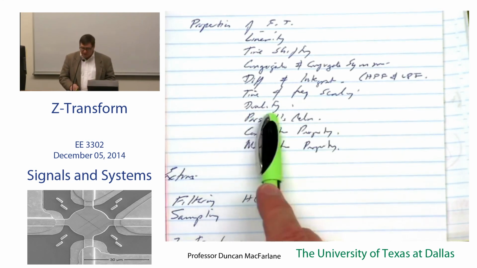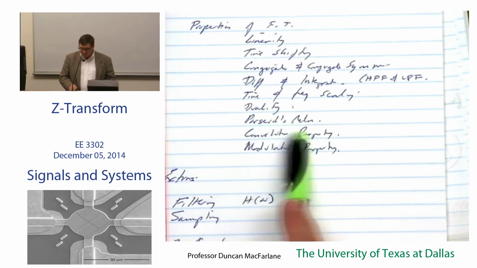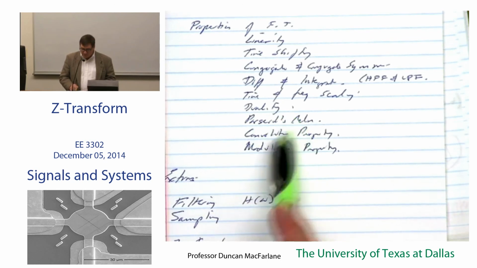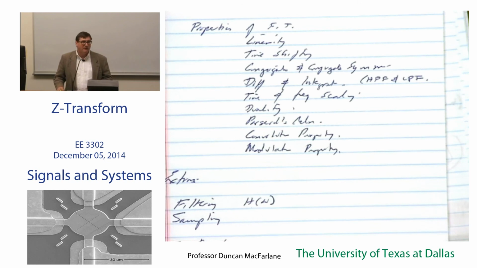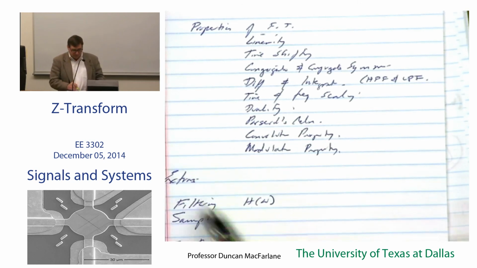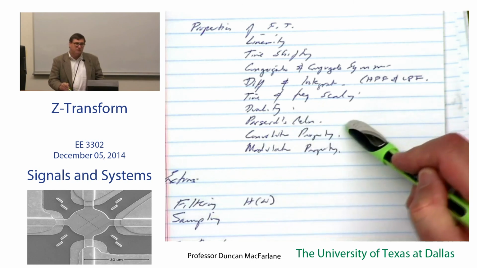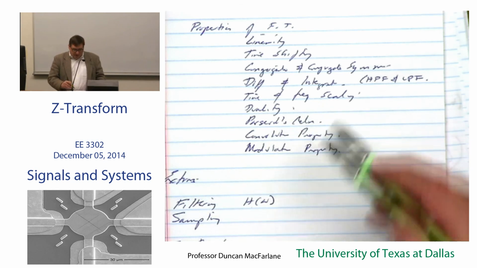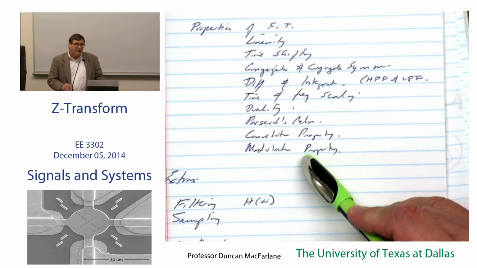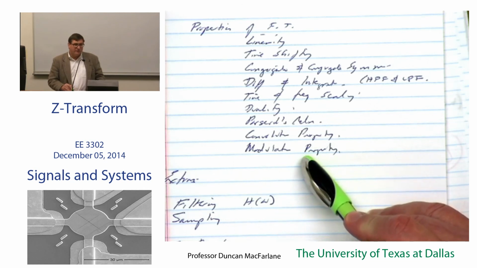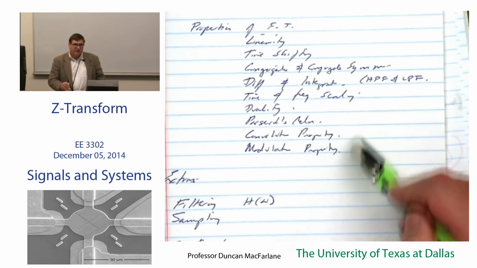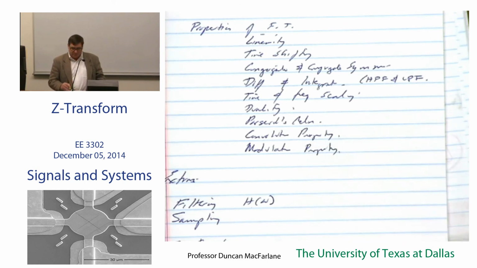Time and frequency scaling, duality, going back and forth. Parseval's relation, that's a nice one. Convolution and modulation property. So the convolution property led to filters, which I think is covered in Chapter 6. So I did a little bit of Chapter 6 buried in with convolution properties. Modulation property, that's going to be big in comm systems, and big in instrumentation and big everywhere else. So these two are related.